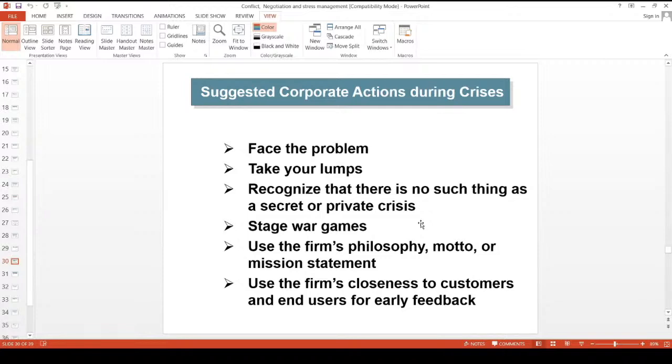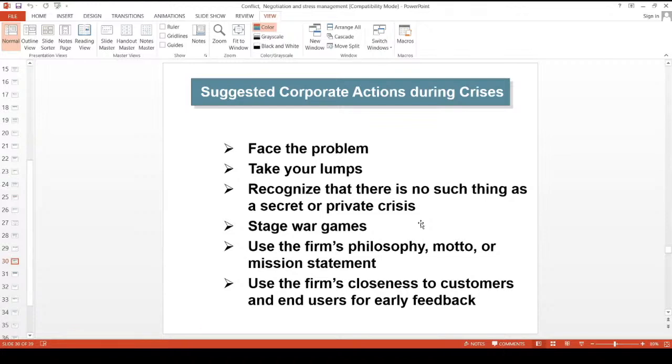You'll have to lead from the front, and you'll have to fix the problem, and finally make an attempt to resolve it. Then recognize that there is no such thing as a secret or private case. You don't have to hide anything. You have to open everything. You have to open it for discussion with the different stakeholders to get different viewpoints on how you resolve the problem. Stage war games.